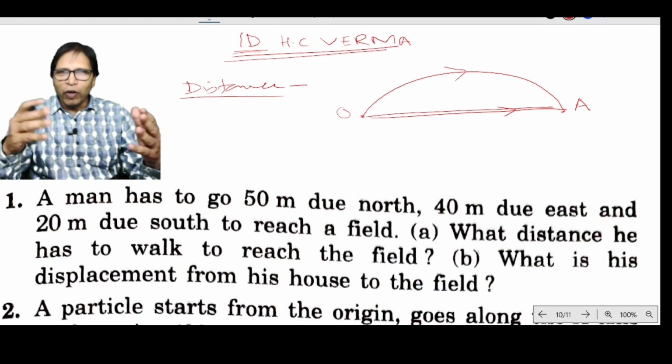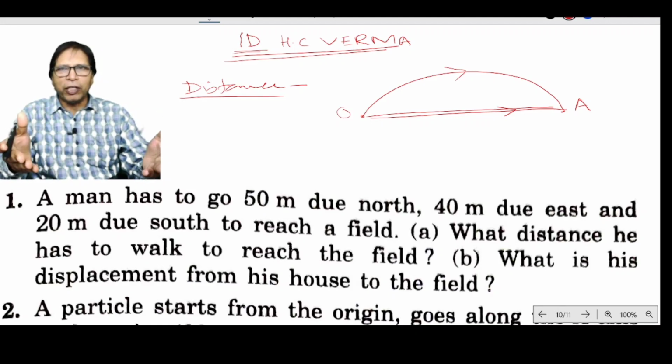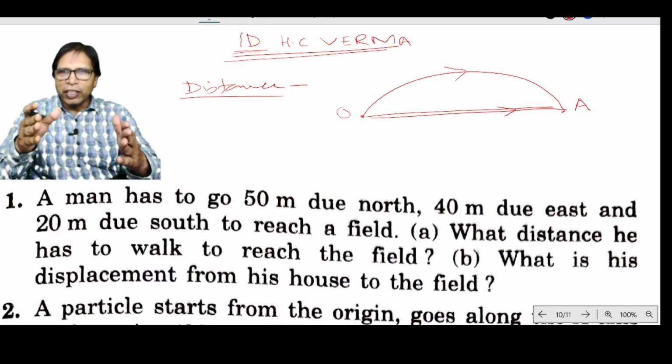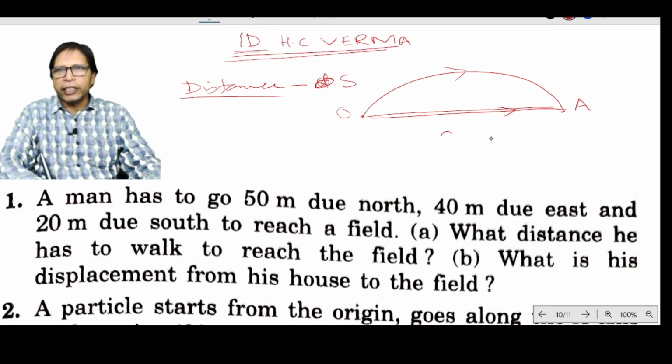Okay. Now the difference between distance and displacement. First of all, distance is the path length traveled by a body, whereas displacement is the shortest distance between initial and final point. If s be the distance and r be the displacement, then r by s is always less than or equal to 1.